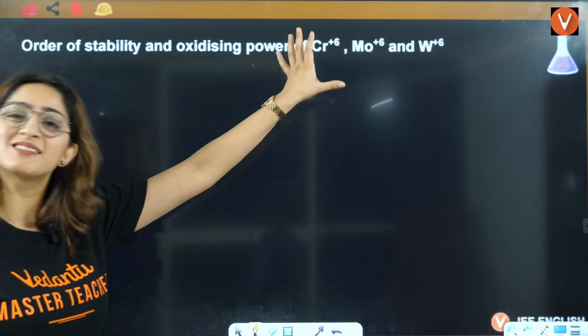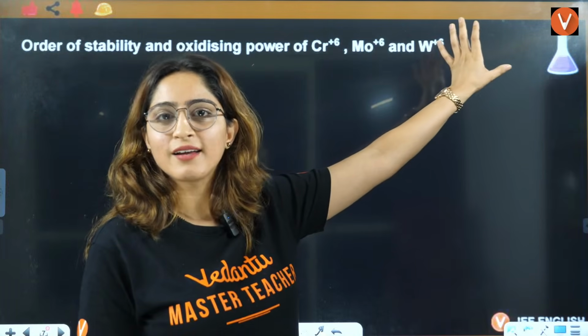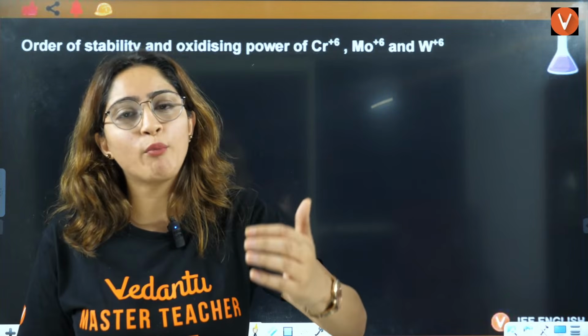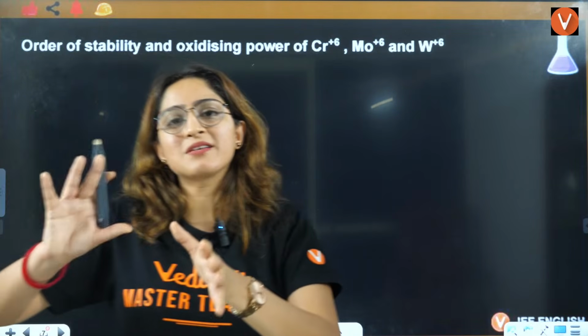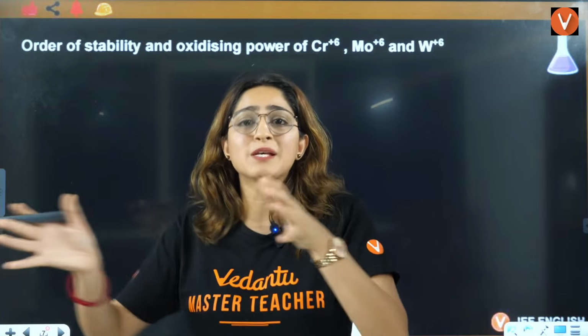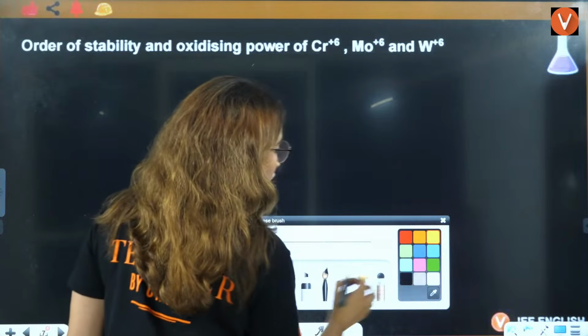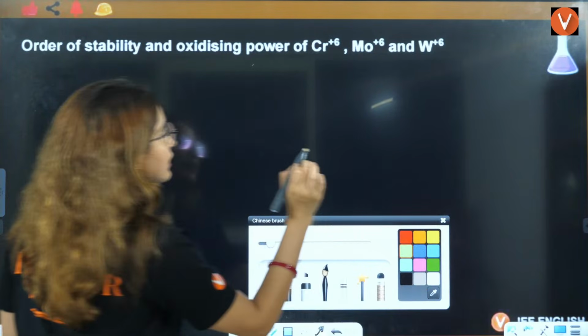This is again a line of your NCERT, right? A paragraph of your NCERT that I am telling you in the form of questions, right? It's basically because NCERT is a little complex, so I have simplified it for you, right? So see, order of stability and oxidizing power, how can you write it?